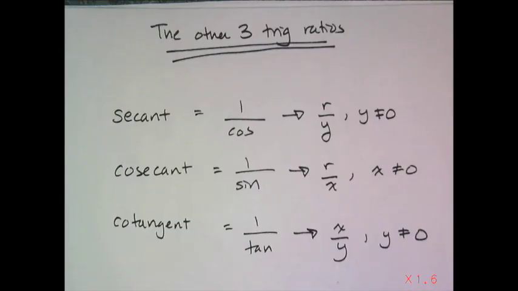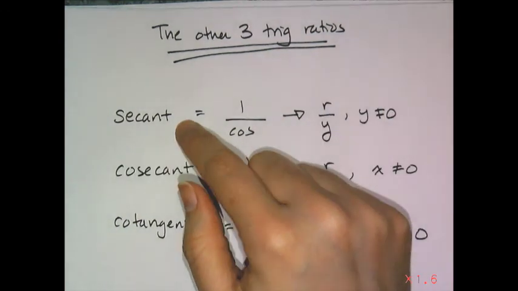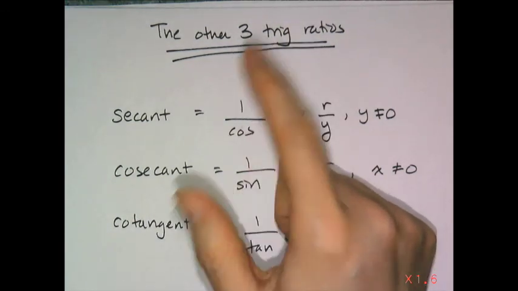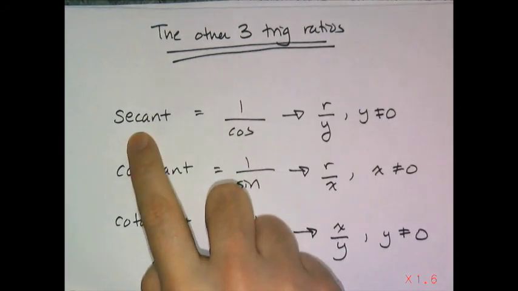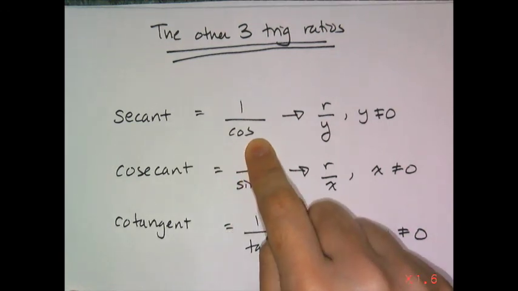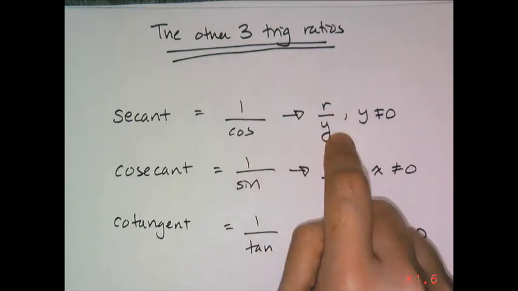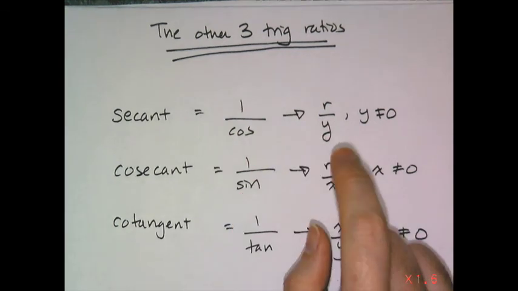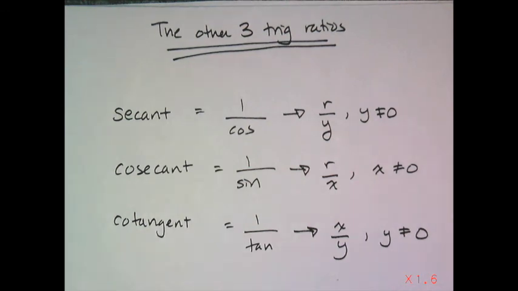Now, something you didn't learn in geometry are the other 3 trig ratios, the secant, cosecant, and cotangent. These are called reciprocal ratios because they are just reciprocals of the trig functions you already know. First, we have secant, and secant is 1 over the cosine, which in terms of that terminal angle drawing is the radius over the x value. Cosecant is 1 over the sine, which is the radius over the y value, and cotangent is 1 over tangent, or the x over the y.